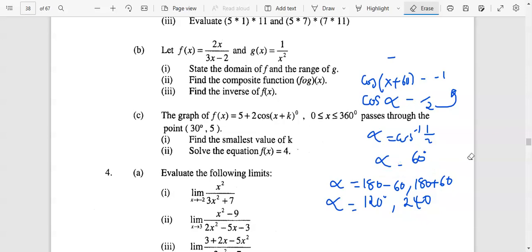No, these are not values. The alpha is 120 and 240. They are not the answers. You want the values of x.